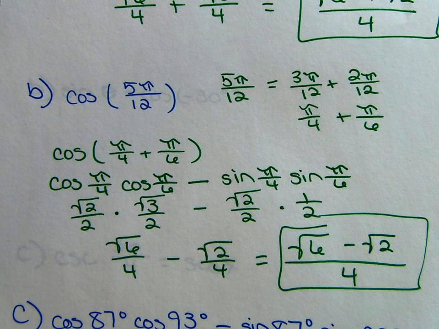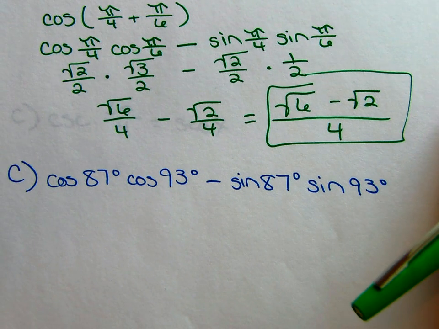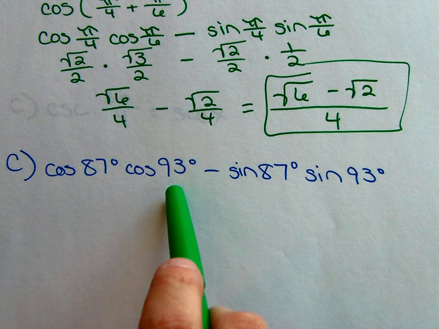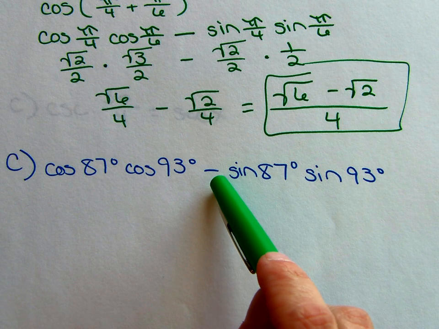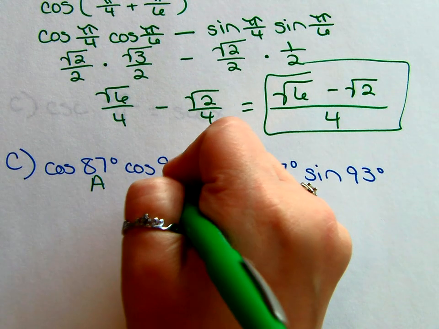So for both of these first two, we started off with a single cosine, and then we expanded it using either the sum or the difference identities, and then we were able to simplify and get the most exact value for it. But they could give you the longer form, and then you have to condense it using that sum or difference identity. So here we have cosine, cosine, minus sine, sine.